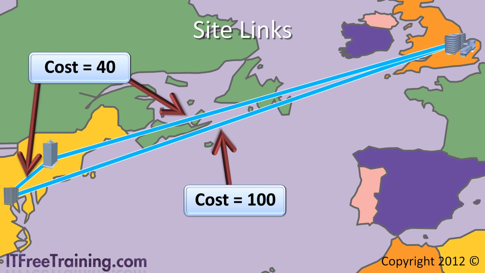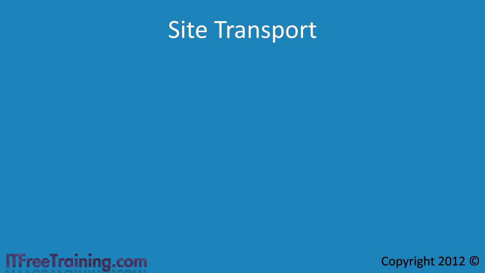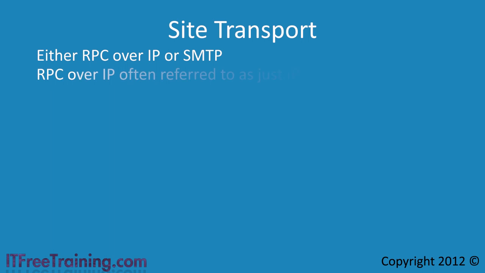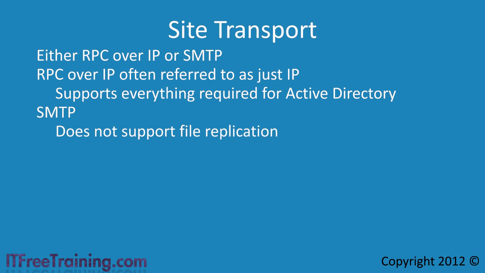The last option to consider when creating a site link is which transport the site link will use. The two options for this are RPC over IP and SMTP. RPC over IP is often referred to as just IP and supports everything Active Directory needs. In the real world, you are more than likely only going to use the IP transport for Active Directory as it supports everything. The second transport, SMTP, supports everything except file replication services.